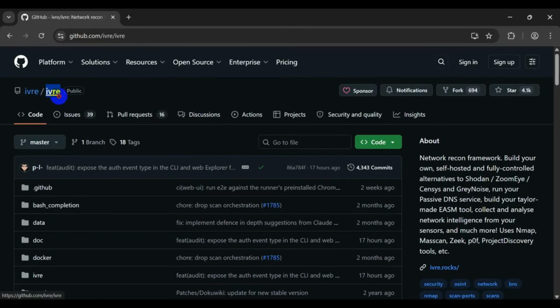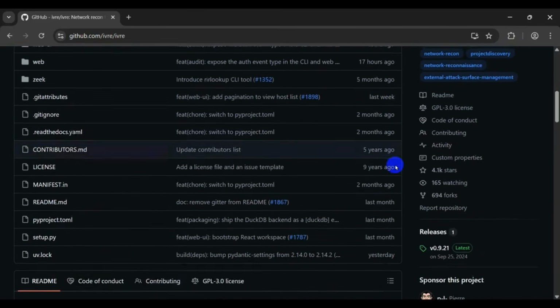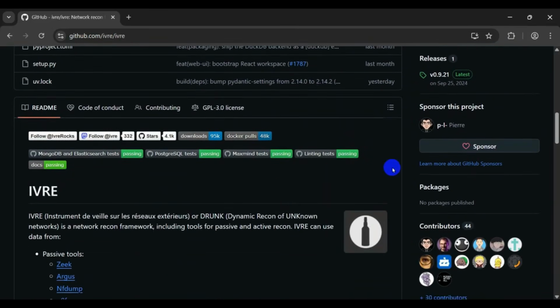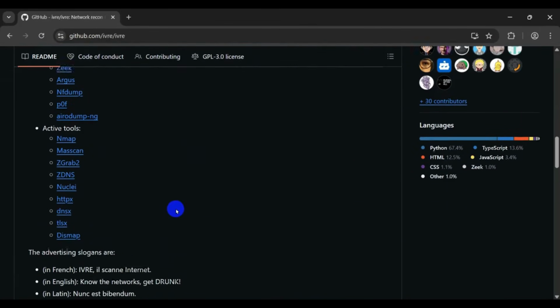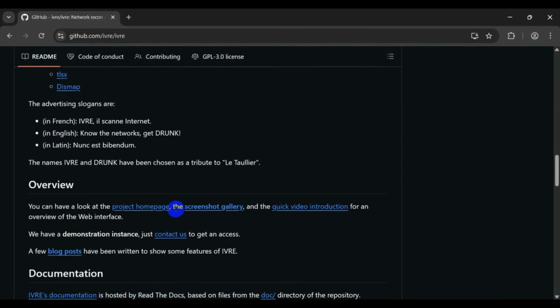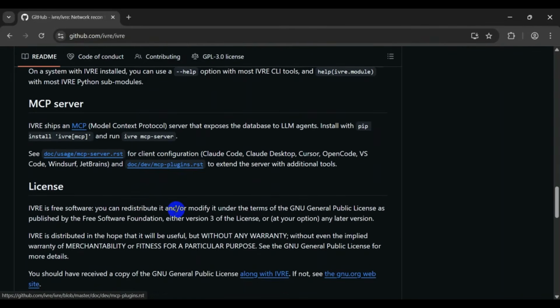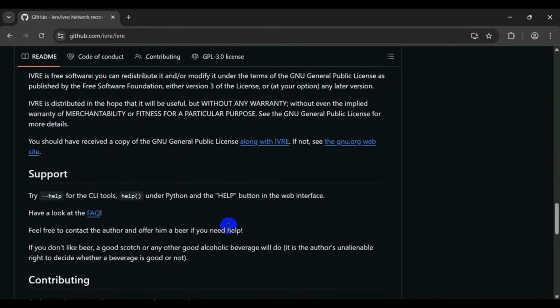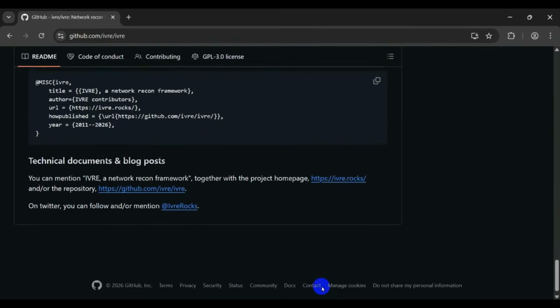Next up is IVRE. IVRE is a self-hosted network intelligence framework designed for researchers who want greater control over their data. Rather than relying entirely on third-party platforms, IVRE allows organizations to collect, store, index, and analyze intelligence within their own environment. This enables long-term analysis and historical tracking. Researchers can maintain private data sets, compare infrastructure changes over time, and build customized workflows suited to specific investigative needs.